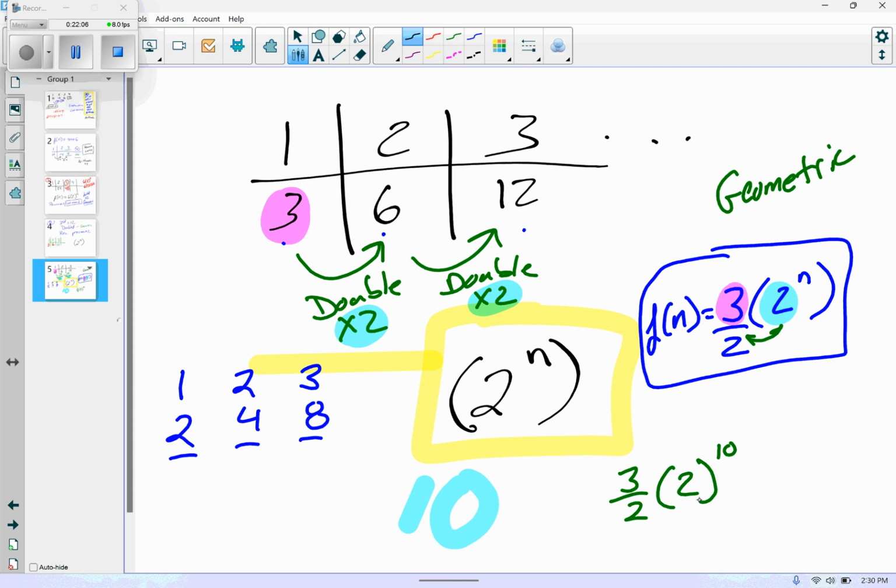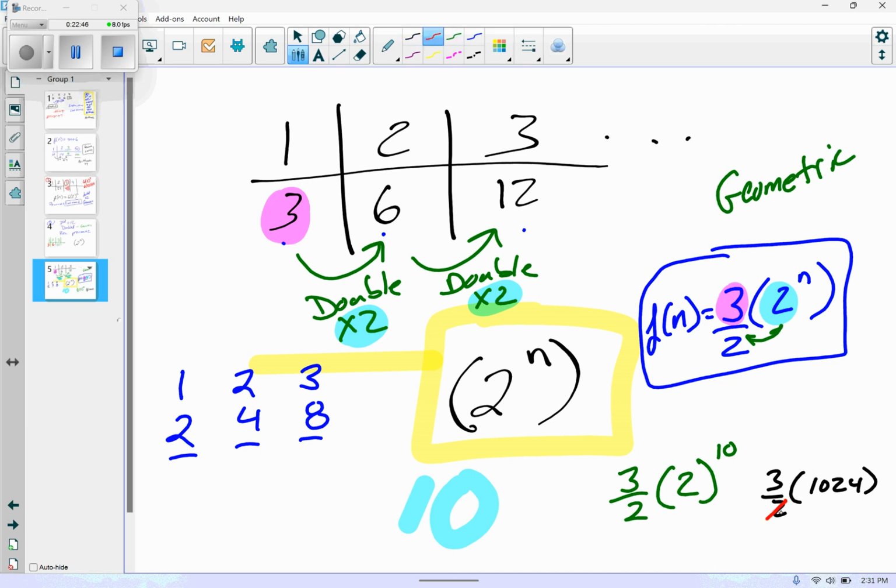Okay, 2 to the 10th. Ready? Count out. 2 to the 1st, 2, 4, 8, 16. Still with me? 32, 64, 128, 256, 512, 1024. So this is going to be 3 over 2 times 1024. Okay, that wasn't quite your answer, was it? No. So that 1024 is not your answer, right? Okay, I want to try and get to your answer. I think I can.